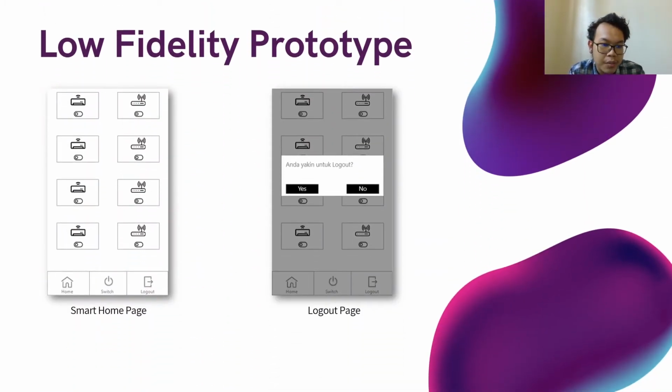After that, we have the smart home page and the logout page. In the smart home page, the user can also turn off and turn on the existing gadgets at home, which of course are already connected to the smart home system. And if the user wants to use another account, the user can access the logout page.